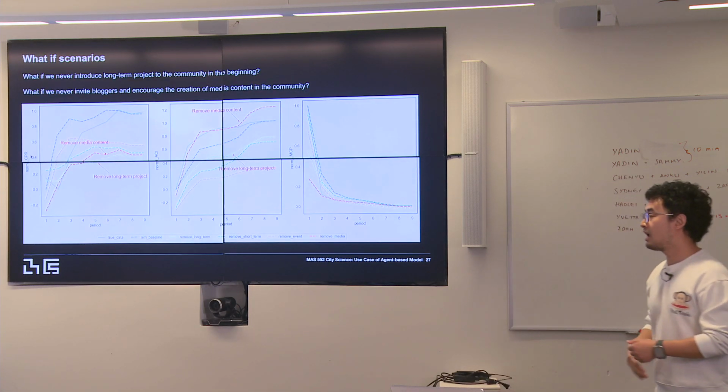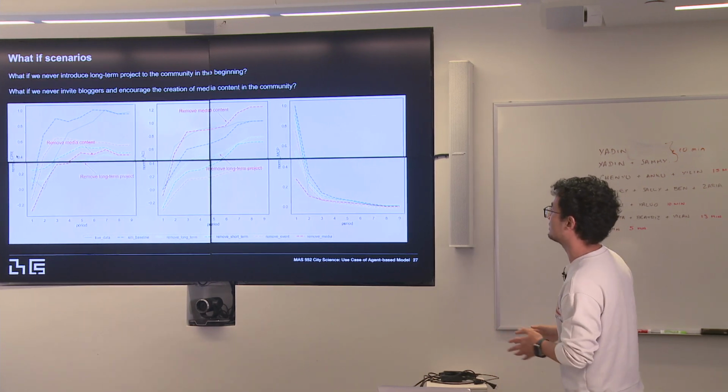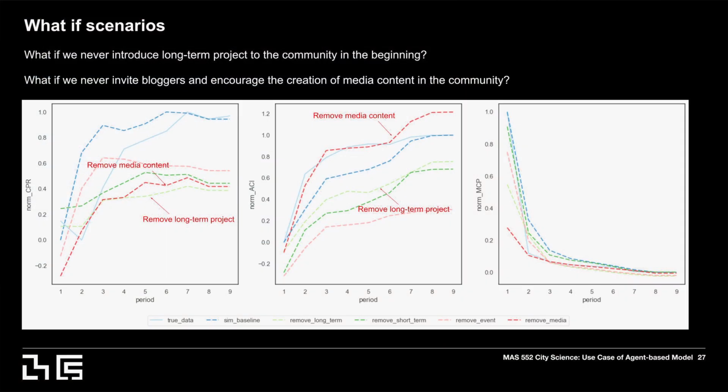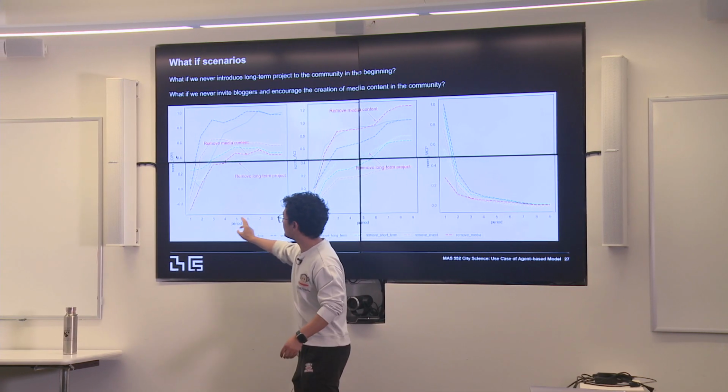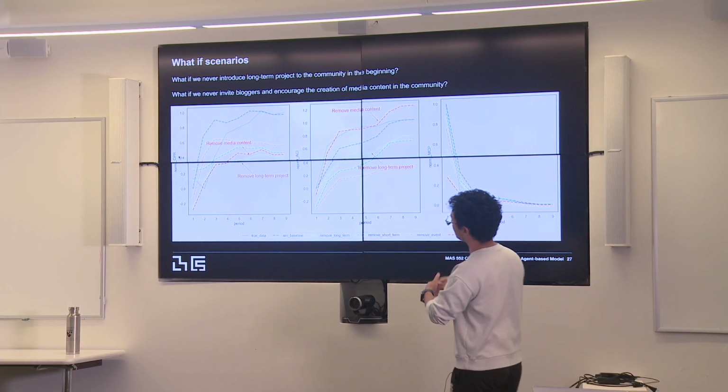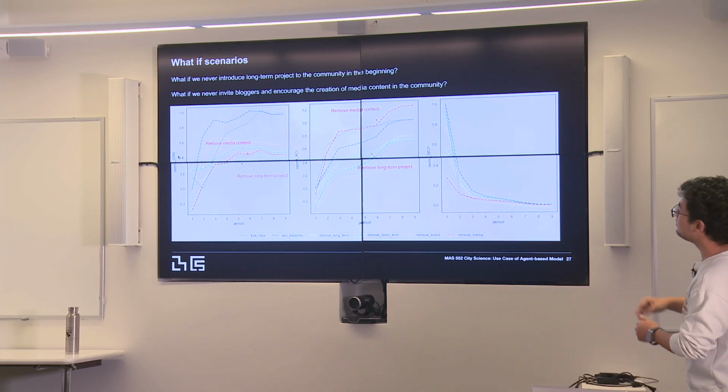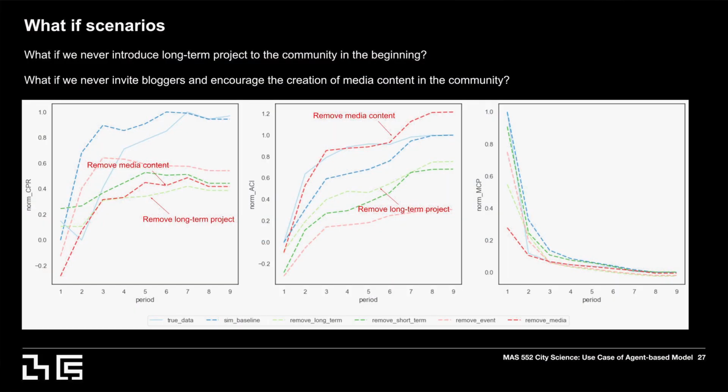Using this model, we can test different strategies, like what-if scenarios. What if we never introduce long-term projects to the community in the beginning? As shown in these plots, long-term projects have the greatest impact on contribution. This plot is the contribution in the community, and this plot is the connection density in this community. When we remove the long-term project, the contribution in this community decreases a lot, which means long-term projects can help the community be more creative. Also, when we remove the long-term project, the connection between people decreases too.